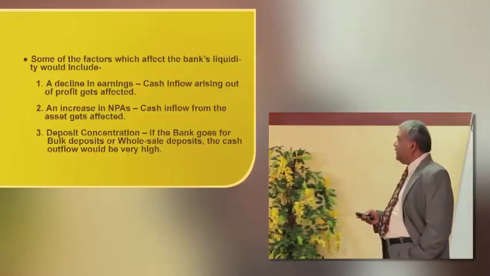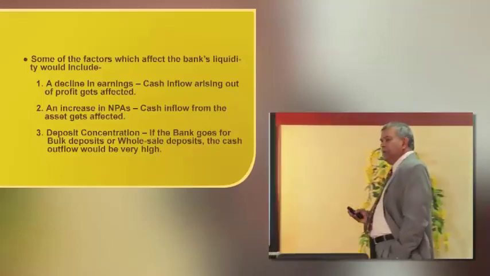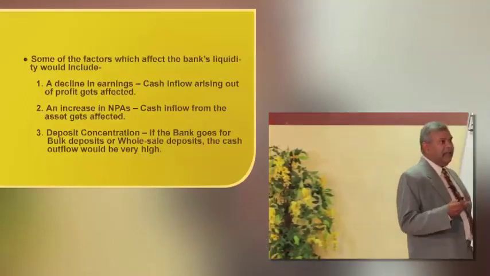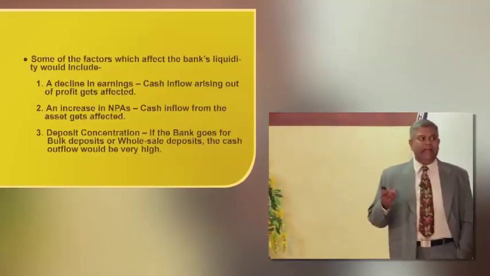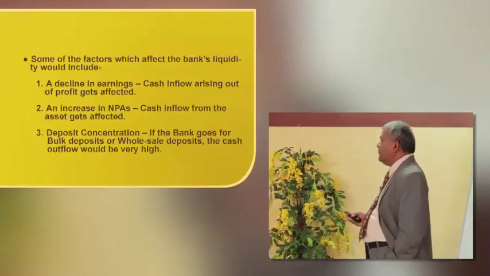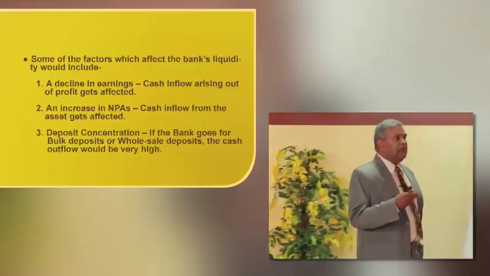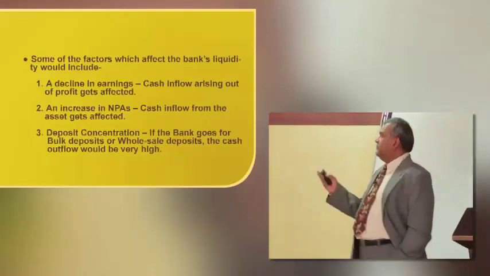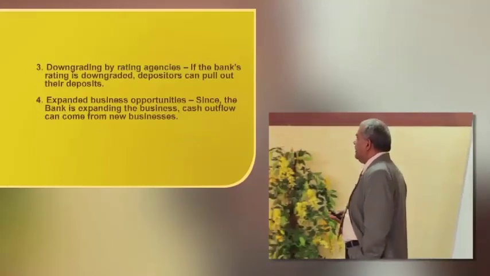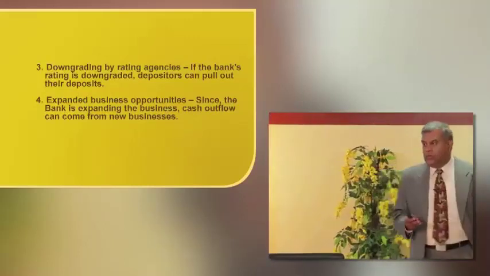3. Deposit concentration. If the bank goes for wholesale deposits, bulk deposits, big deposits, then all these bulk depositors look only for interest rate. They will not have loyalty to the bank. So whichever bank is offering a higher rate of interest, the deposit will get pulled out of this bank. If the deposits are from retail depositors, then the cash outflows are less, because most of them will liquidate the deposit only on the maturity date. 4. Downgrading by rating agencies. If any downgrading takes place, then the market loses faith in the bank, and there can be a sudden cash outflow, a run on the bank.